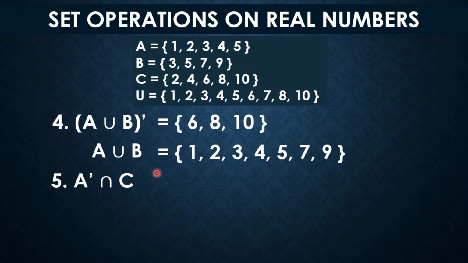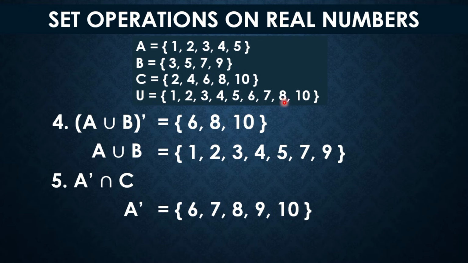Okay. Next, number 5. So, we will be getting the intersection of the complement of A and C. So, our A, kunin muna natin ang complement ni A. So, if this is your A, pag sinabing complement, ano yung wala dito pero nasa universal set? We have 6, 7, 8, 9, 10. Okay, 9, 10 ha, kasi may 9 tayo dyan. Na typo tayo dyan. Okay, so 6, 7, 8, 9, 10.